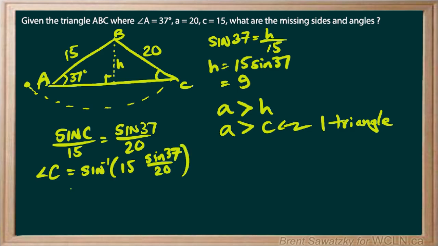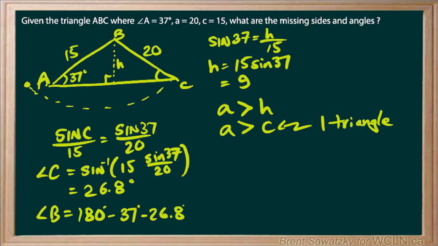And if we work that out, we come out with 26.8 degrees. All right. And so from there, we could fairly easily figure out angle B, and that would just be all triangles are 180 total, minus we were given the 37 degrees, and we just figured out the 26.8 degrees. And so the leftovers would be 116.2 degrees. All right, so that's our angle B. So we have the two angles. We're just looking for one more side.